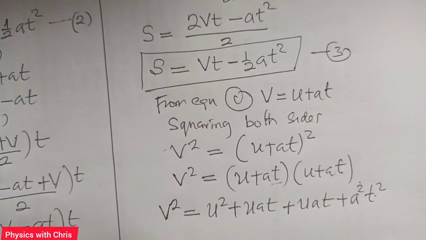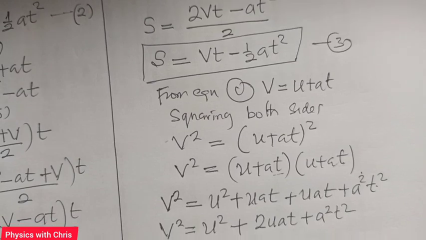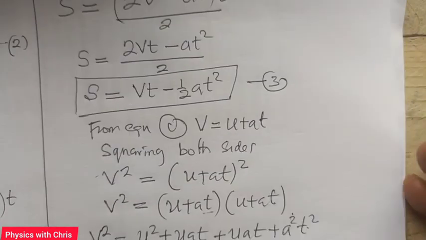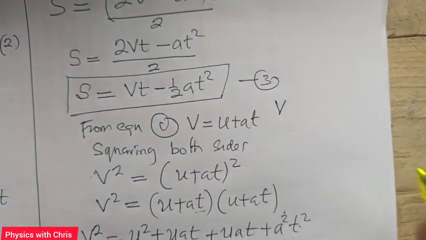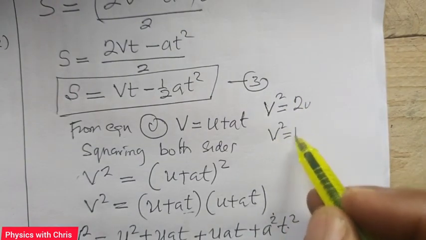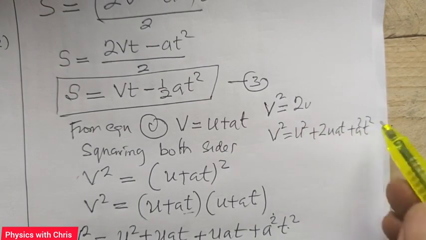Okay, let me write this first. v squared equals u squared plus this should give me 2uat, then plus the last term a squared t squared. Let me repeat this equation: v squared equals u squared plus 2uat plus a squared t squared.